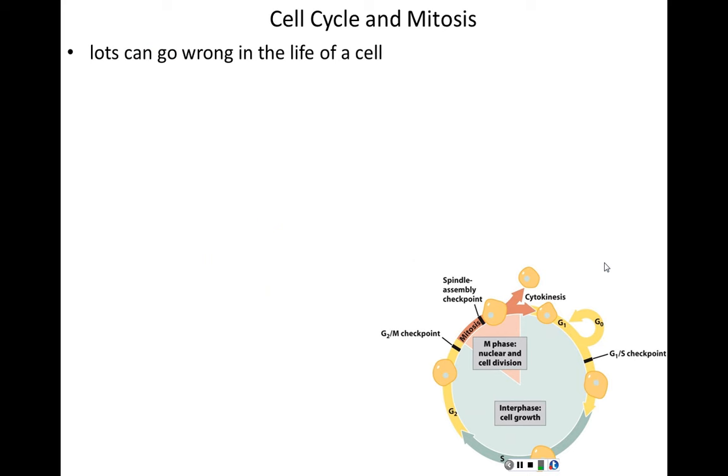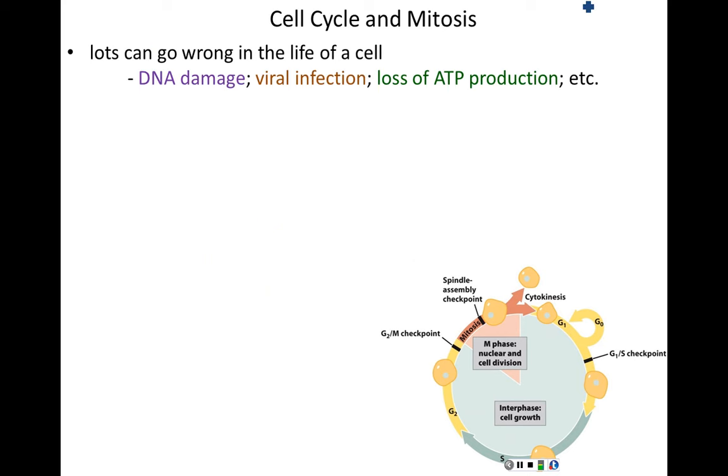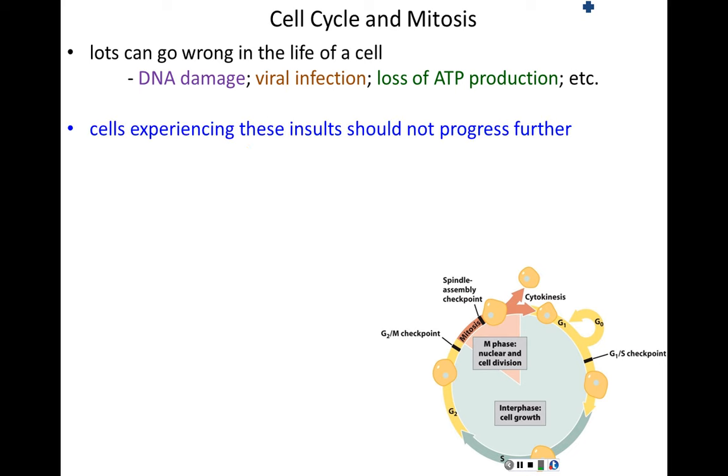Now, shouldn't surprise you to know that lots can go wrong in the life of a cell. Things happen. We have DNA damage. We get infected with a virus. We have a loss of ATP production and the cell is starved for energy. Lots of things can go wrong. And if any of these things do go wrong, that's a bad cell. That cell's got some problems. And the last thing that cell should be doing is replicating.